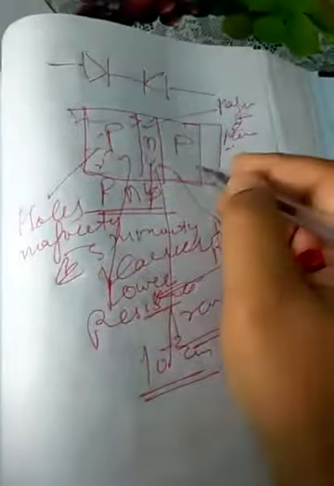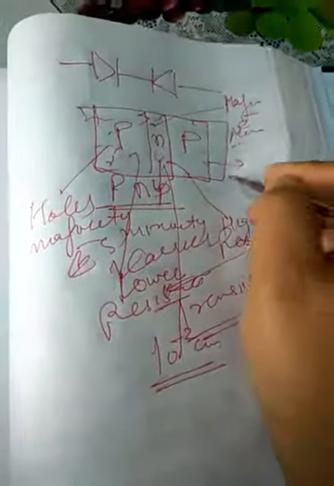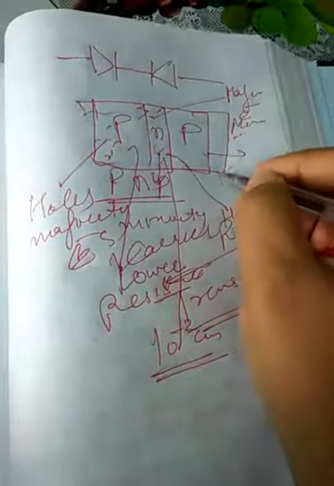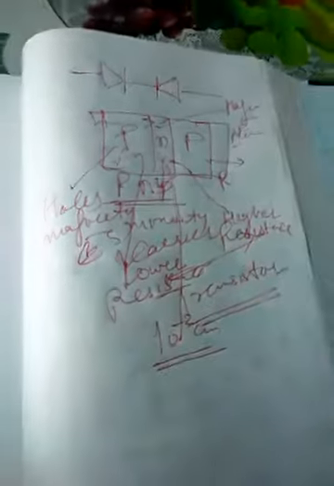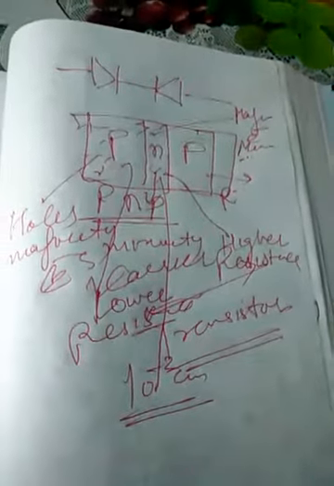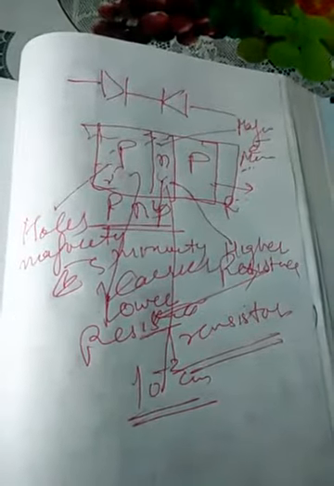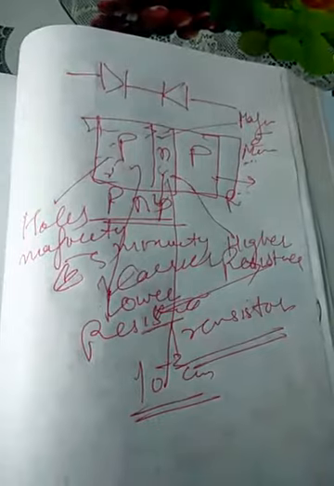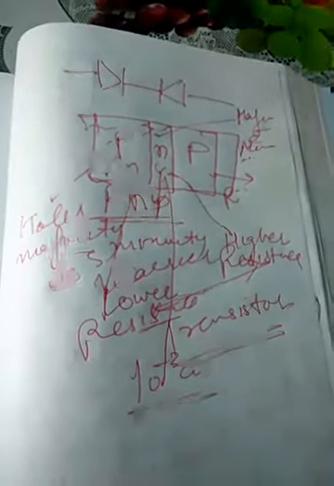And then the third part is the collector, which is medium doped but larger in size, and it is always reverse biased. The current emitted from the emitter, after passing through the base, gets collected at the collector end.